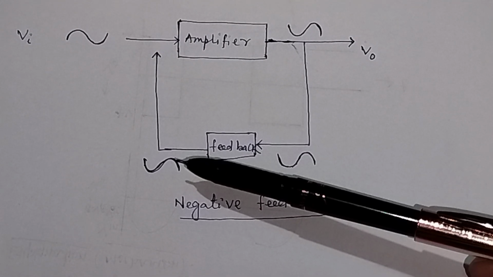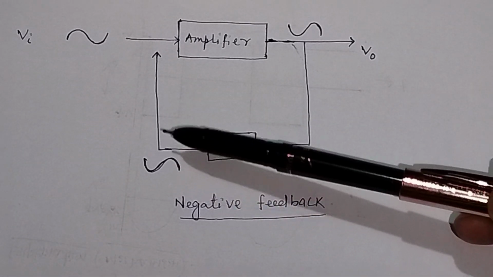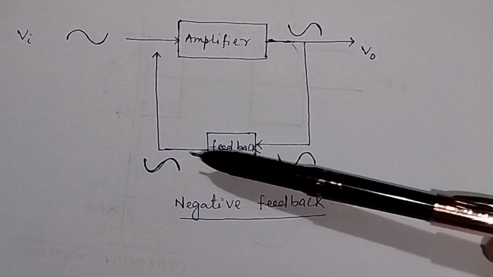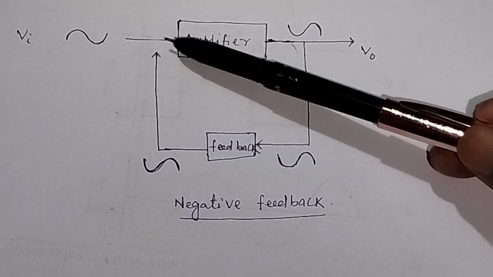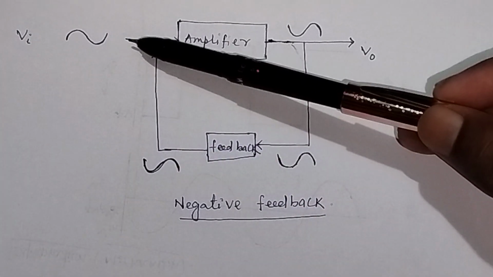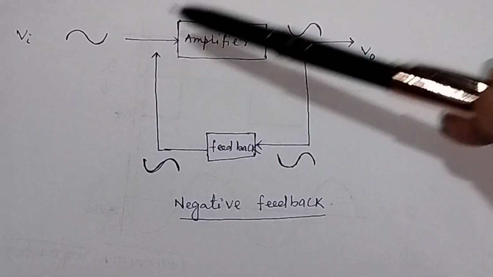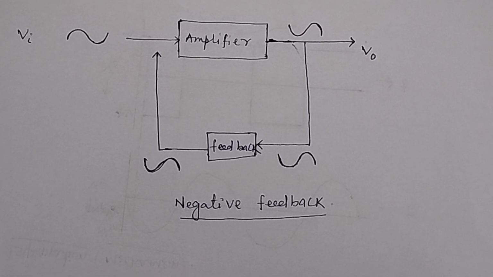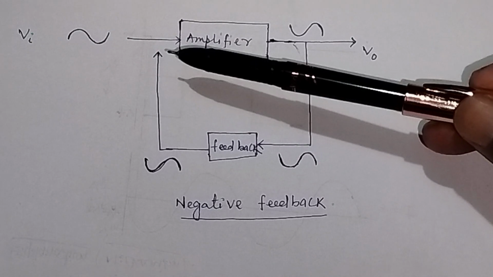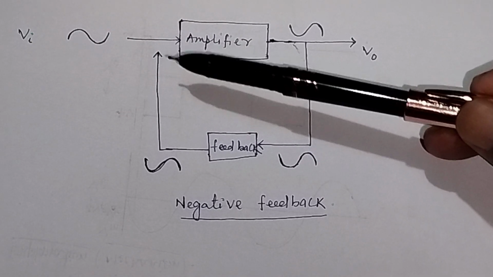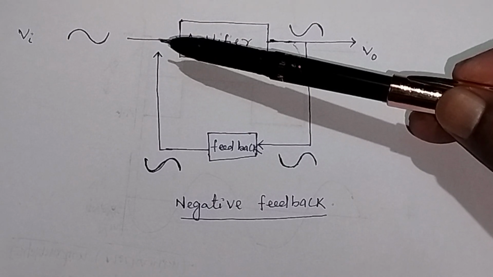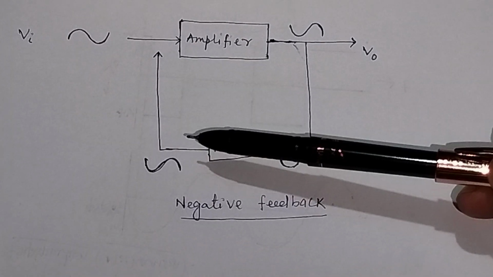So if you again give this signal which is coming from this feedback circuit to this input, if you add this signal and this signal, then what happens? There will be out of phase with the input signal. So the feedback energy is out of phase with the input, and that is why it is called negative feedback.